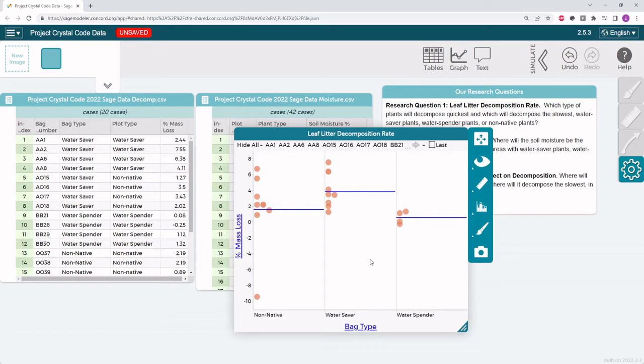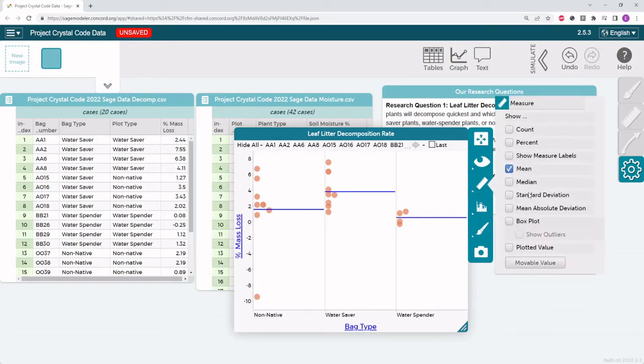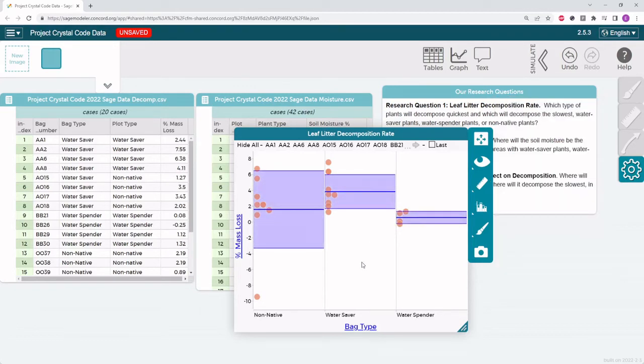To add a standard deviation to the graph, select the standard deviation in the toolbar on the right. So again, you can go ahead and click on this ruler, look for standard deviation, and then toggle that on. This creates lines above and below the mean that are a standard deviation away, and they give us a visual idea of how spread out the data is. As you can see, one treatment was more spread out than some of the others.